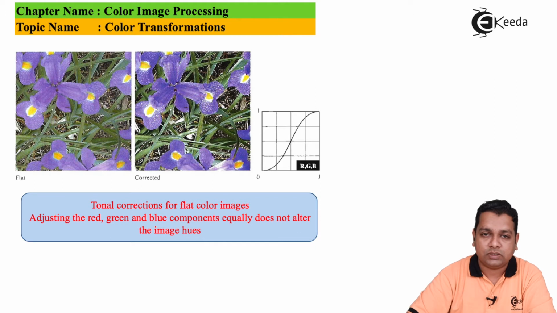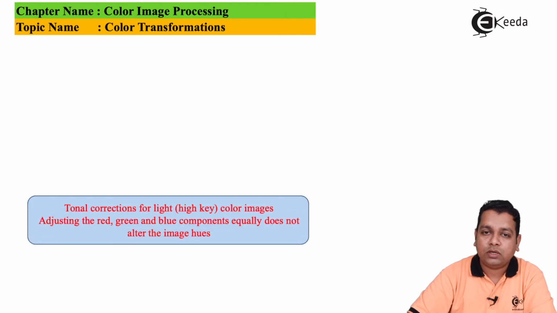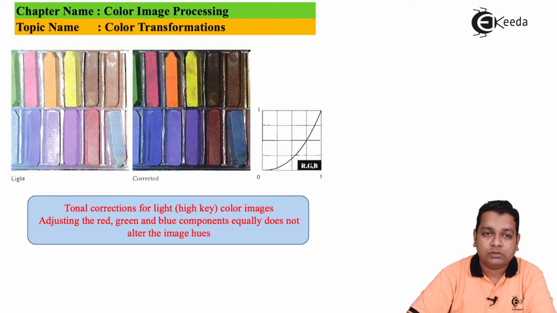So this is for the flatness, and this is the image obtained by correction. The function of RGB can be represented with the help of this particular graph. Now the tonal corrections for the light, that is the high key color image. Here also, adjusting the red, green and blue components equally does not alter the image hues. So this is for the lightness, and after correction we obtain the resultant image shown here, and the function responsible for this correction is represented in RGB components like this.